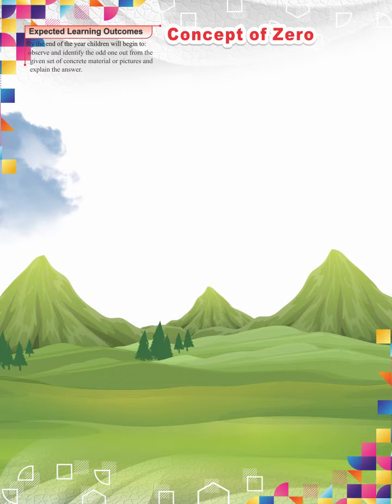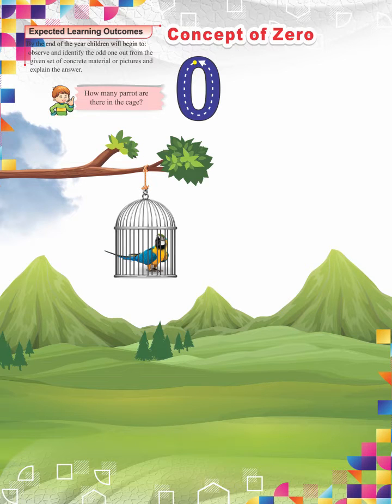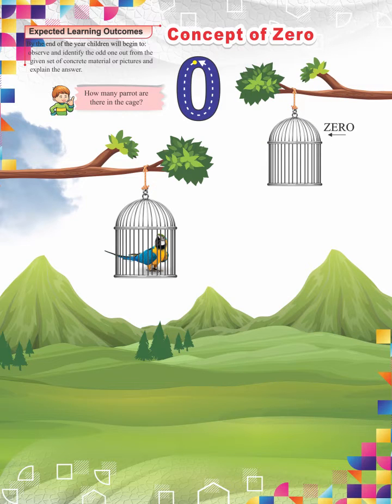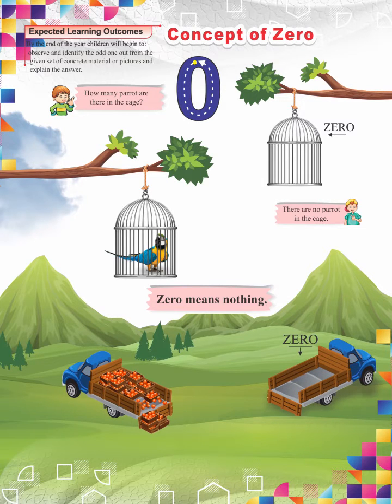Look at the picture and try to listen carefully as the cursor moves in this video. How many parrots are there in the cage? On the left side of the page, there is one parrot in the cage. On the right side of the page, 0 represents that there is no parrot in the cage. 0 means nothing. In the second picture at the bottom, you see two trucks.